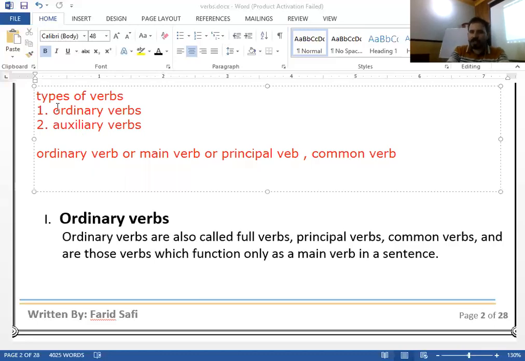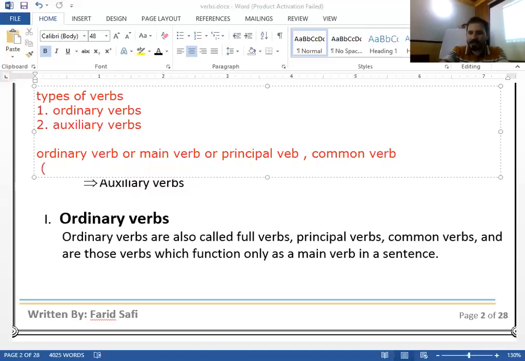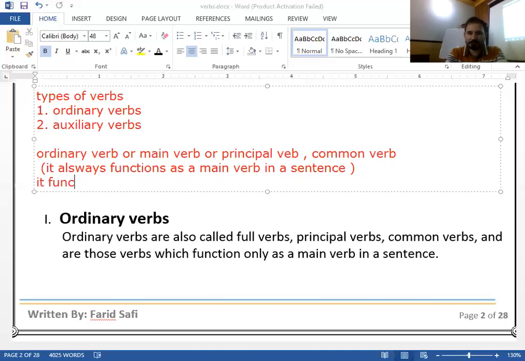It always functions as a main verb in a sentence. Or if I say it functions as a father. If you cannot keep it in your mind, I'm going to explain it in an easy way. Ordinary verbs always function as a father in a sentence, or it always functions as a main verb in a sentence.